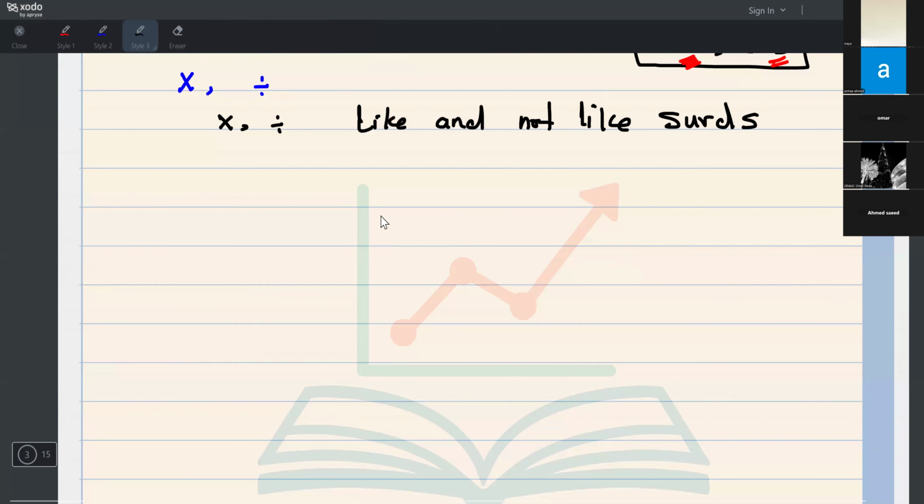Say we have 2 root 3 multiplied by 2 root 5. Can we do multiplication for them? Yes. They are not like thirds, but we can do multiplication. Root 3 multiplied by root 5.